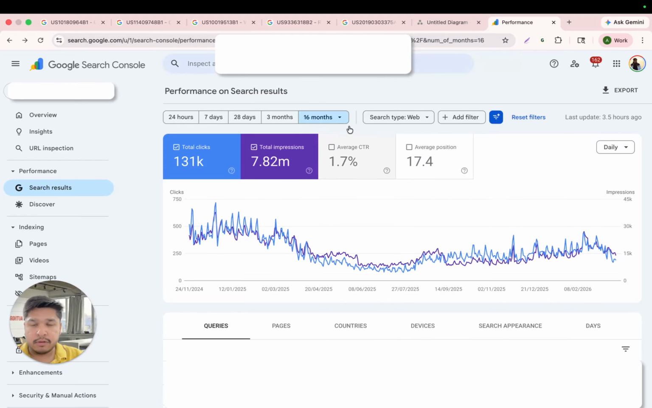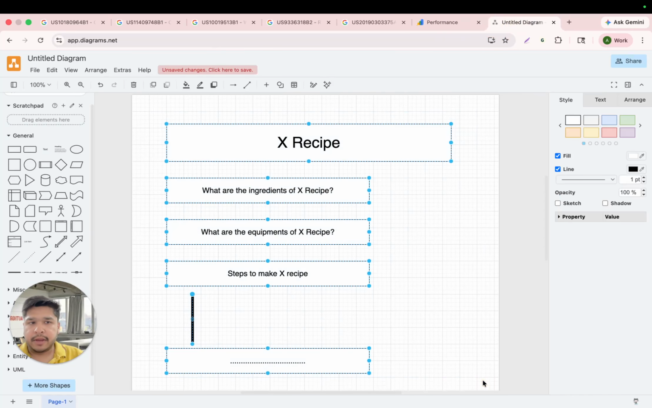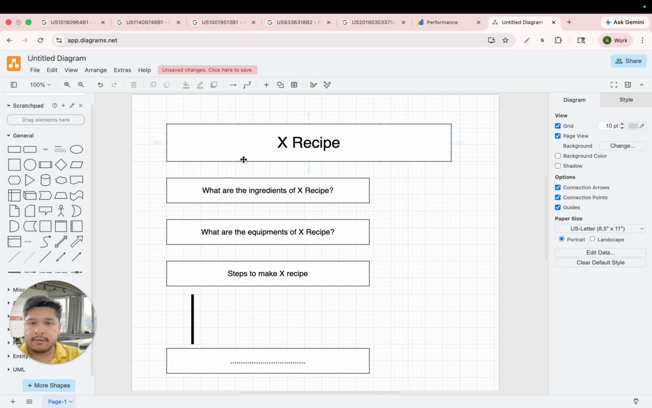First, let me tell you about this website. This website sells digital cookbooks, right? And so most of their content is also about recipes. So let's take an example of an X recipe so that I can explain what issues they were having. The first thing was that they were diluting the context, right?